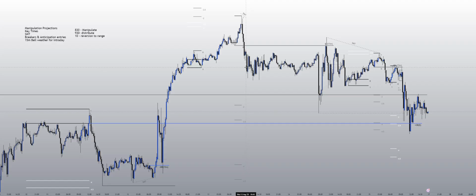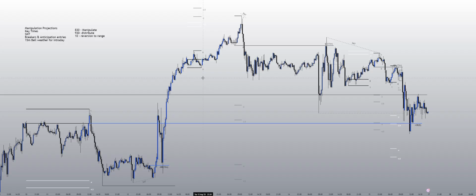It's been a very long time since we've talked last, so I want to get into what I'm looking forward to engage, so you guys have an idea of what I'm using. Manipulation, projections, standard deviations, nothing new. Key times, SMT, breakers, and anticipation entries, which I'll get into. Pretty much everything I'm doing is based off the 15-minute chart. If I'm taking entries on a lower time frame, it's only because the 15-minute gives me the logic to do so.